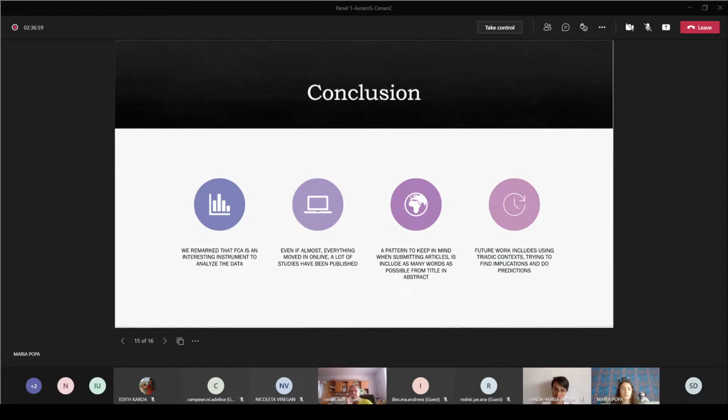So in conclusion, we remark that FCA is an interesting instrument to analyze the data. Even if almost everything moved online, people still published a lot. There were a lot of articles published on different topics. And a pattern to keep in mind when submitting articles is to include in the abstract more words from the title. Future work will include using triadic contexts, trying to generate more implications and to use them, and generate some predictions.